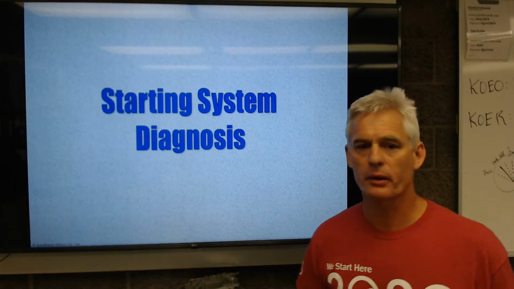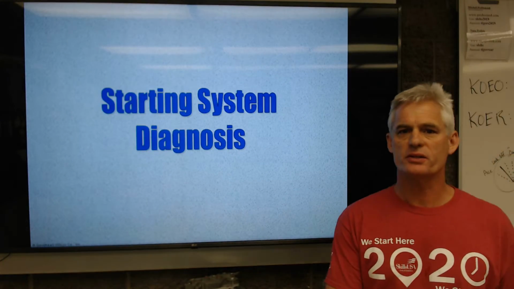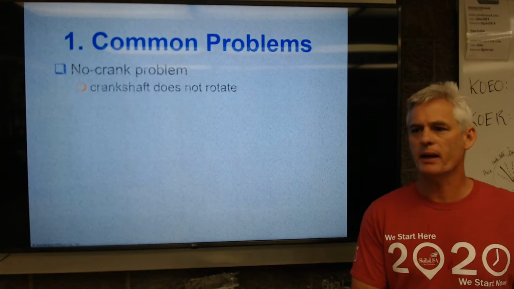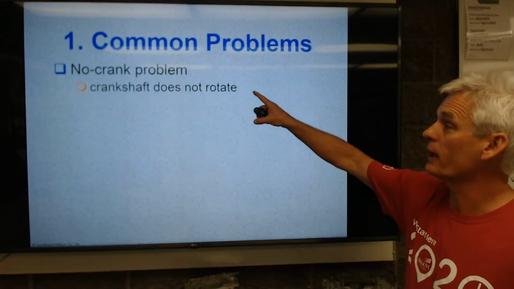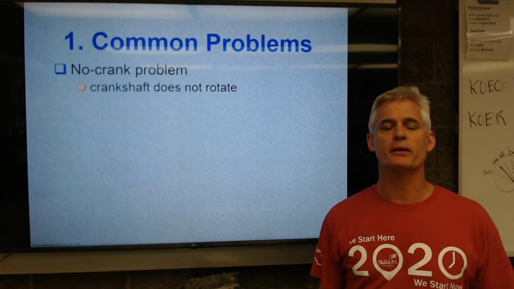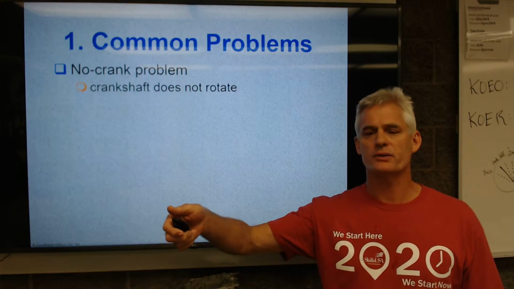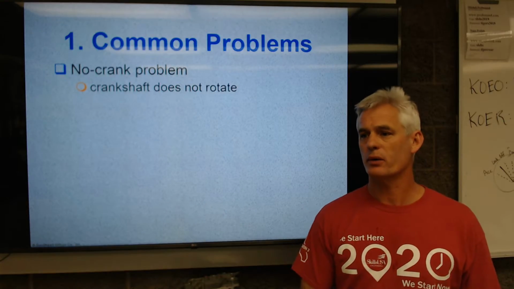All right, Auto 2, we're going to be talking about starting system diagnosis today. We're going to begin by looking at common problems that a starting system has. So the first one is a no crank problem where the crankshaft doesn't rotate, and we use the word crank to abbreviate crankshaft. So when you go to that start or crank position, you've got no crank.